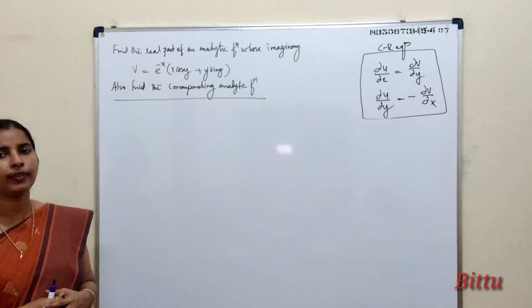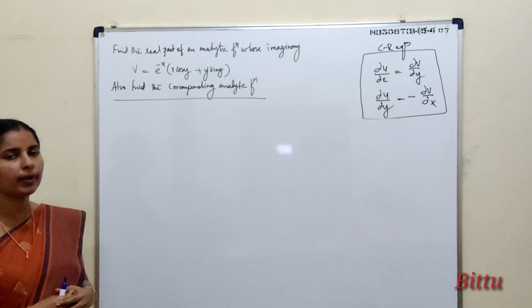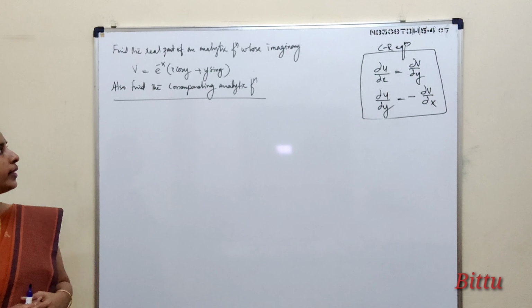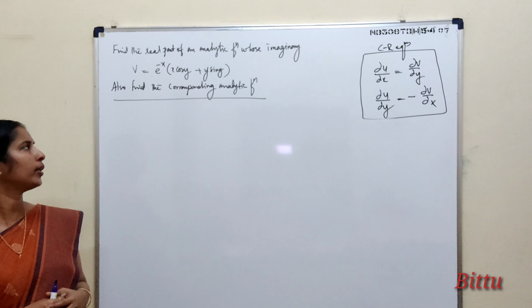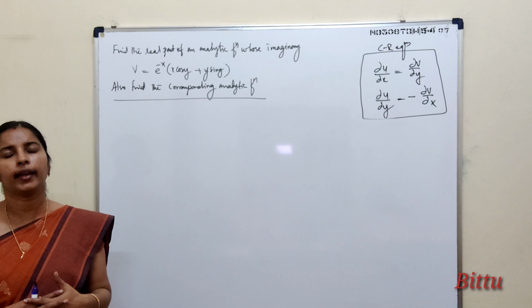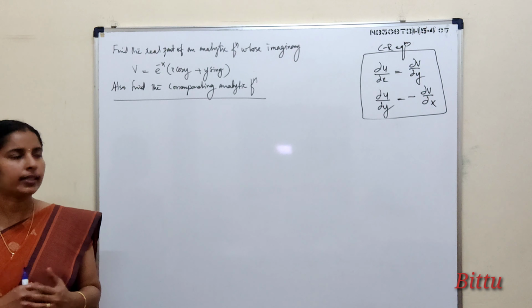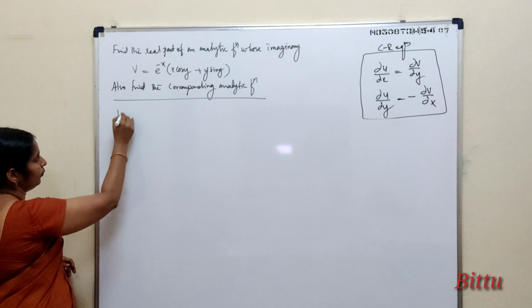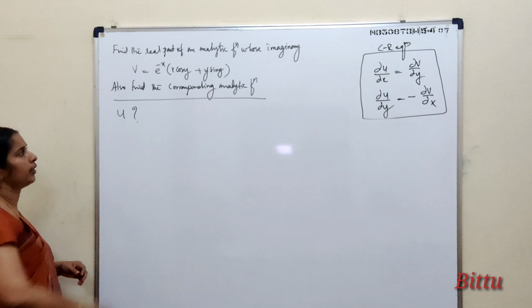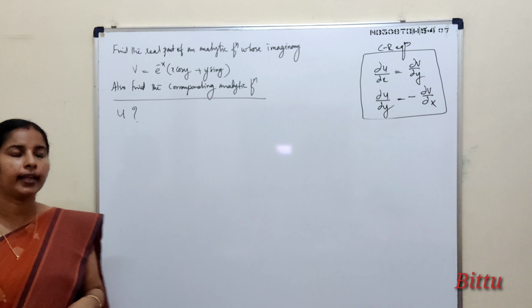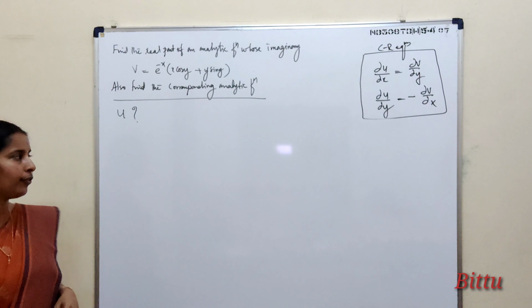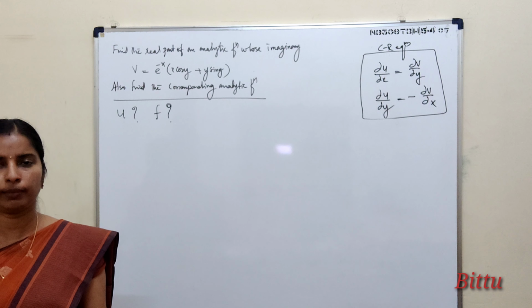Find the real part of an analytic function whose imaginary part is v equal to e^(-x) into (x cos y plus y sin y). Also find the corresponding analytic function. See, in the question, you have to find the real part. That is, we have to find u. In the second part, we have to find the corresponding analytic function. So here we have to find both u and v.